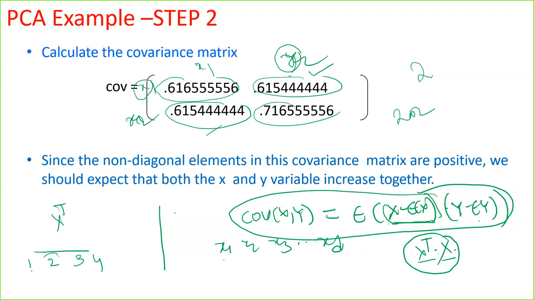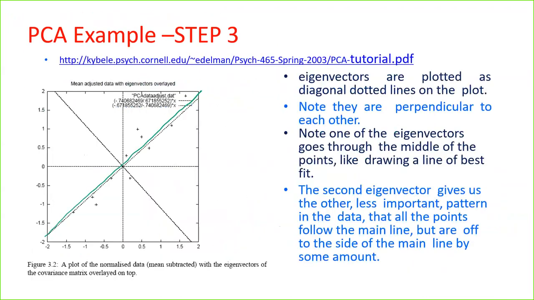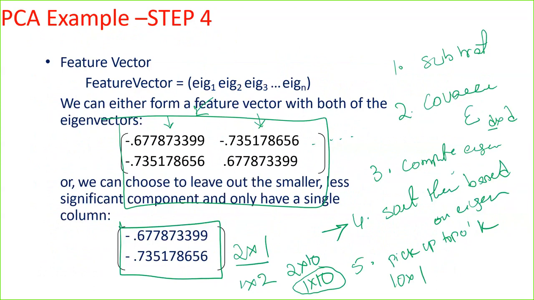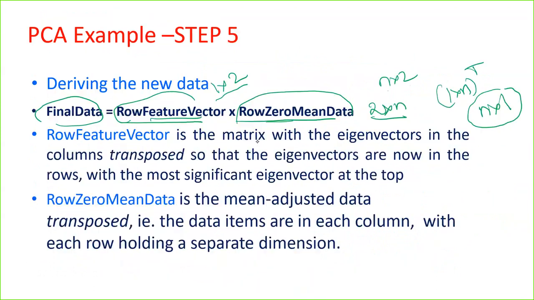Where are we reducing the dimensions? Any query? You are asking where we are reducing the dimensions. See, madam, after sorting the eigenvectors, these eigenvectors are like the principal components. You are sorting them based on their eigenvalues. The eigenvector corresponding to the highest eigenvalue comes first, the next highest comes next, and so on.